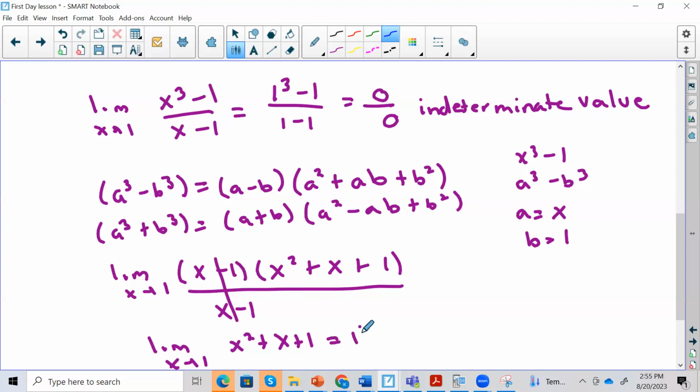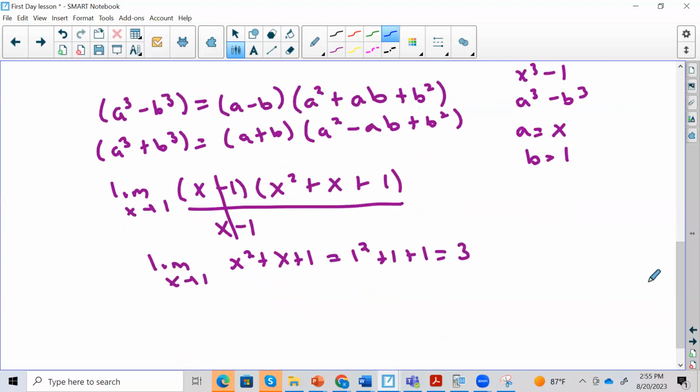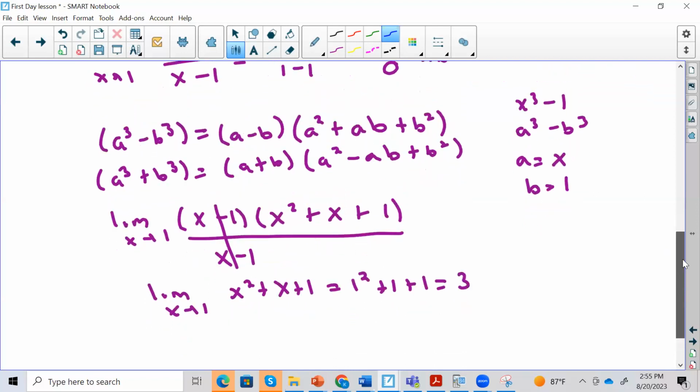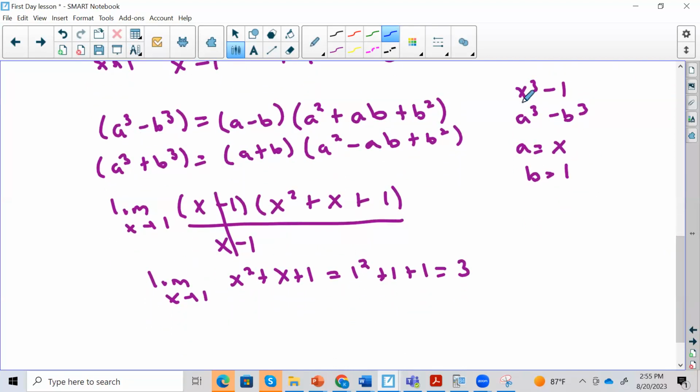And now I'm going to plug in my 1. Okay, and so I get 1 squared, which is 1, plus 1 plus 1, which is 3. And so this limit is 3. Okay, and so those are 2 examples of how to do the indeterminate form. So let me know if you have any questions.